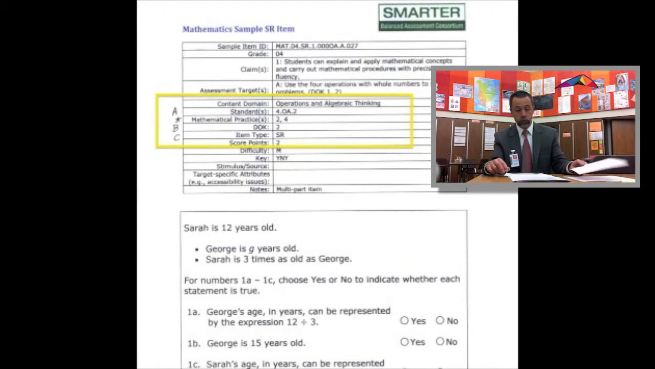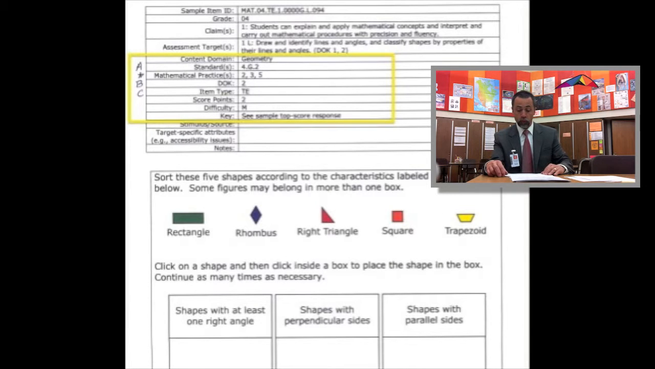On page 2, there's a 4th grade technology enhanced item. That's item type TE. The students have to click and then drag those shapes into the different boxes that are there. And if you look at it, you can see that the shapes actually can go into more than one box. So again, it's not just a multiple choice where you kind of get rid of your alternatives. You really have to understand this quite a bit more. It's challenging.